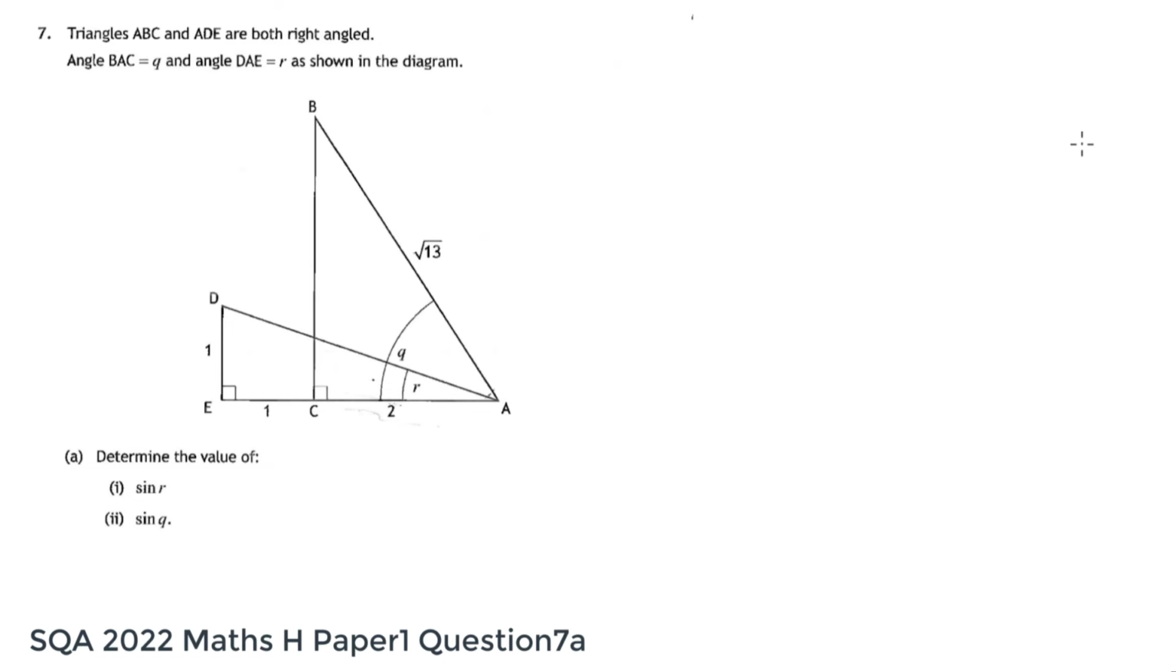So here we have question 7, where we've got a couple of triangles superimposed in each other, A, B, C, a large one up there, and A, D, E, right angled triangles. We've got Q and R marked in as the size of these, and we've to determine the value of first sine R and then sine Q. So sine R, angle R is in triangle ADE or DAE. So let's first of all look at that diagram. There I've extracted it from the picture.